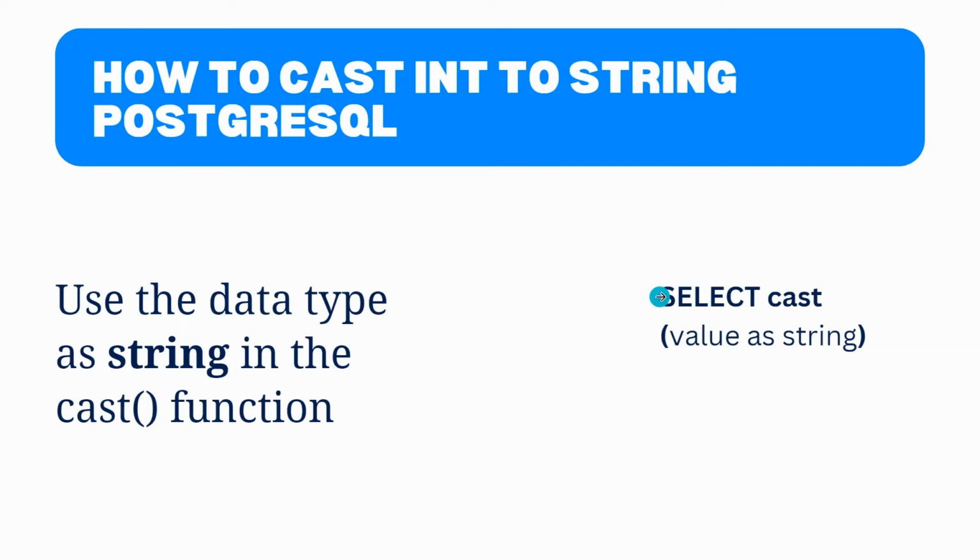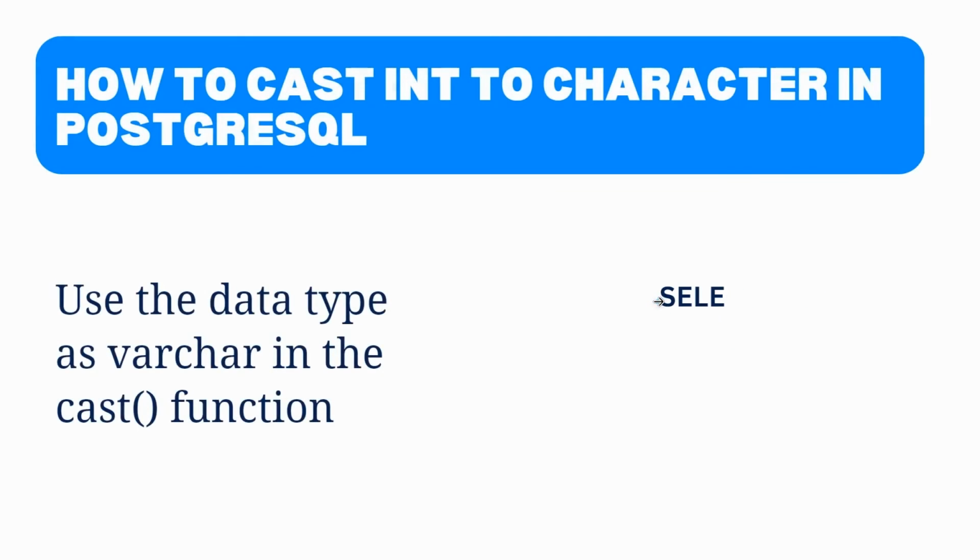Now move to the last topic of this tutorial, how to convert integer to character. For that we use the data type varchar in the cast function. Let's see with an example.